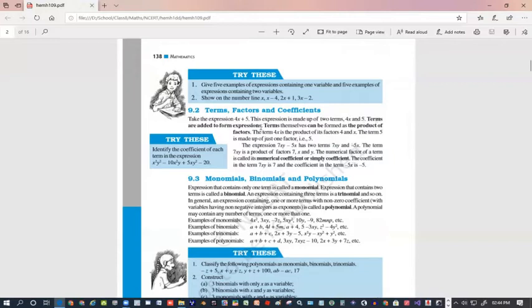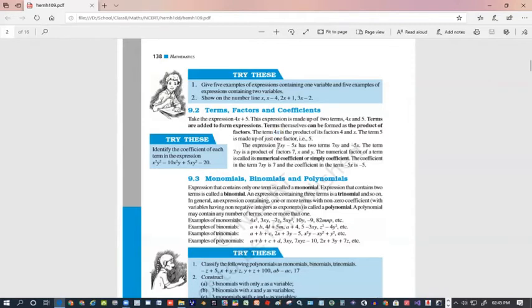Terms are added to form expressions. Terms themselves can be formed as the product of factors. So it is not that 4 is a different term and x is a different term. No, 4x is one term, because it is a product. And terms are separated by plus or minus sign. The term 4x is the product of its factors 4 and x. The term 5 is made up of just one factor, 5. Even division is one term. If it is 4 by 3x, it is considered as one term. So only addition and subtraction signs separate the terms.